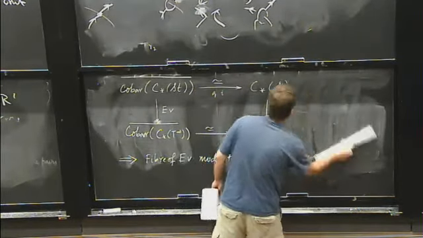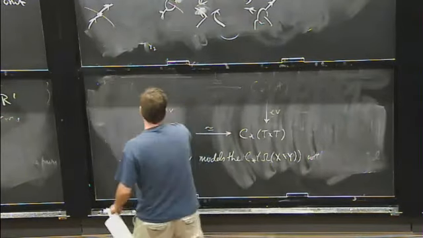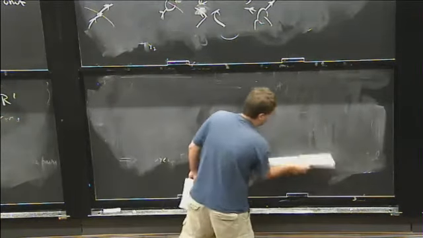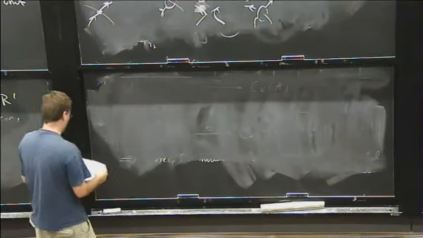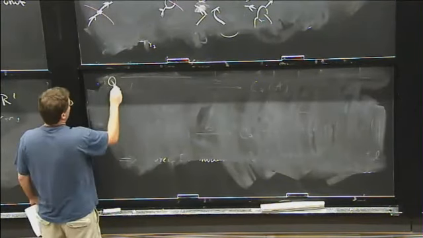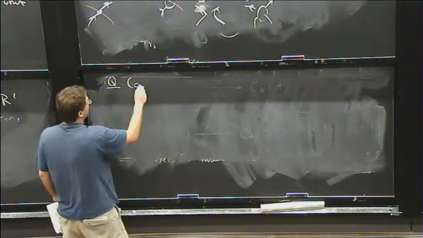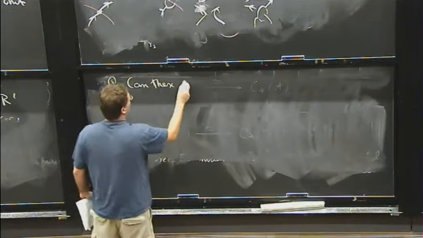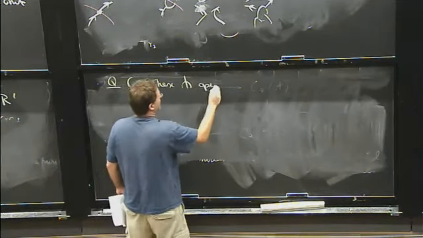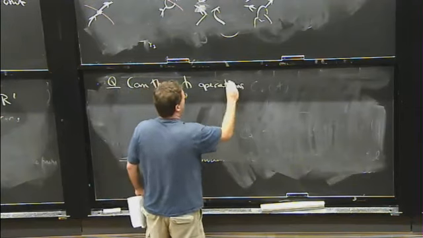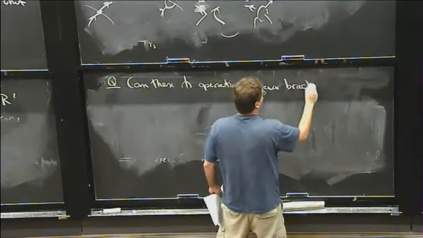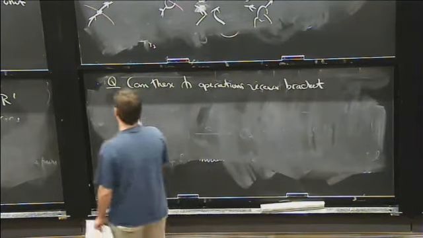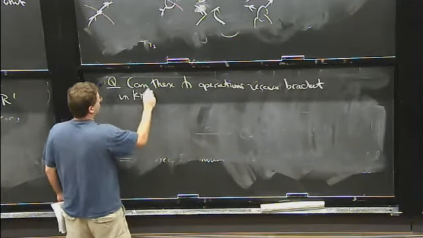And so one thing you might hope for is another kind of knot invariant. So I'll leave it as a question. Can these transverse operations recover the bracket in the knot complement?